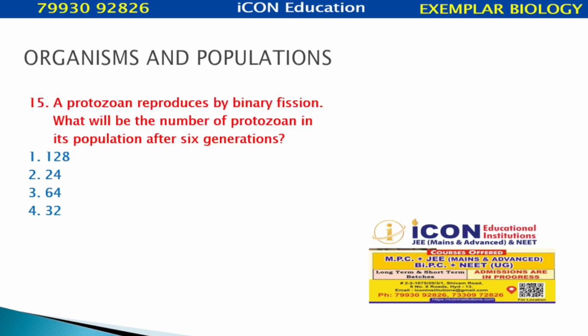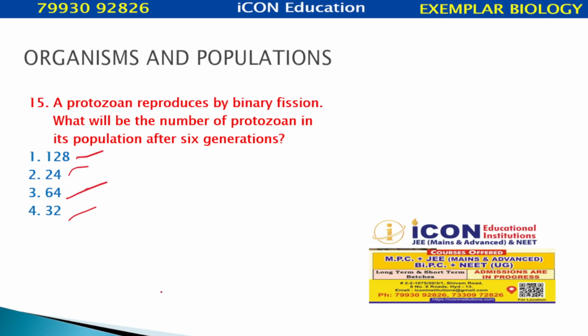A protozoan reproduced by binary fission. What will be the number of protozoan in its population after 6 generations? They are asking about binary fission, so that means the organism will divide into 2. So we have 4 options: 128, 24, 64 and 32.